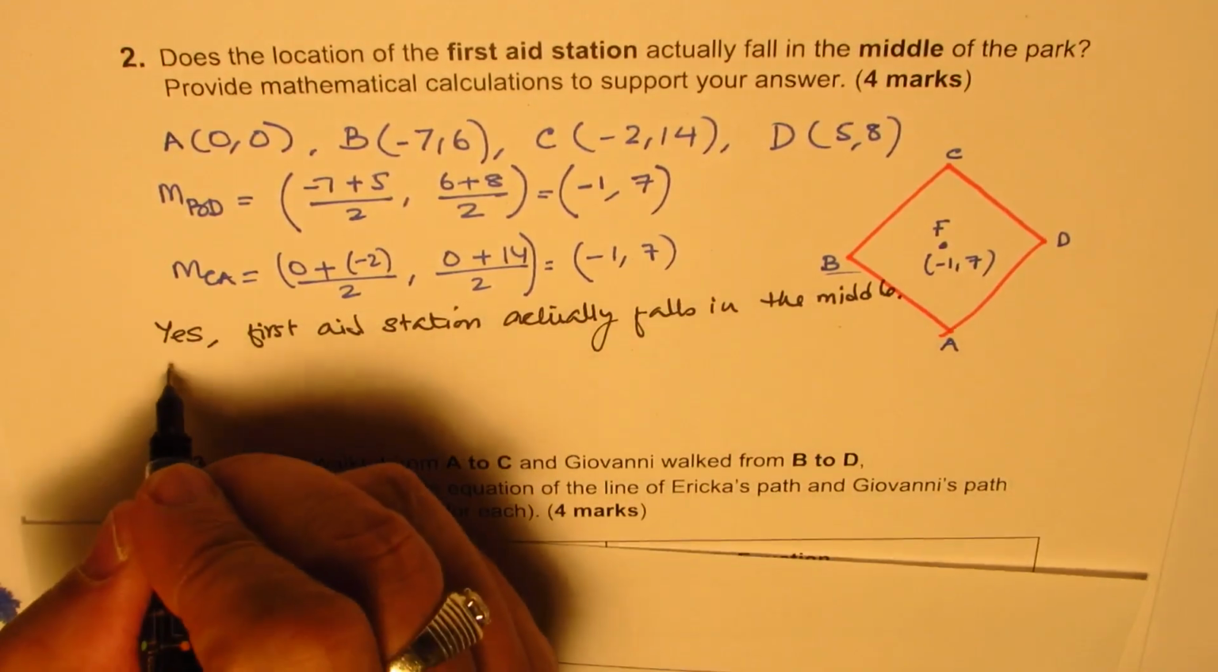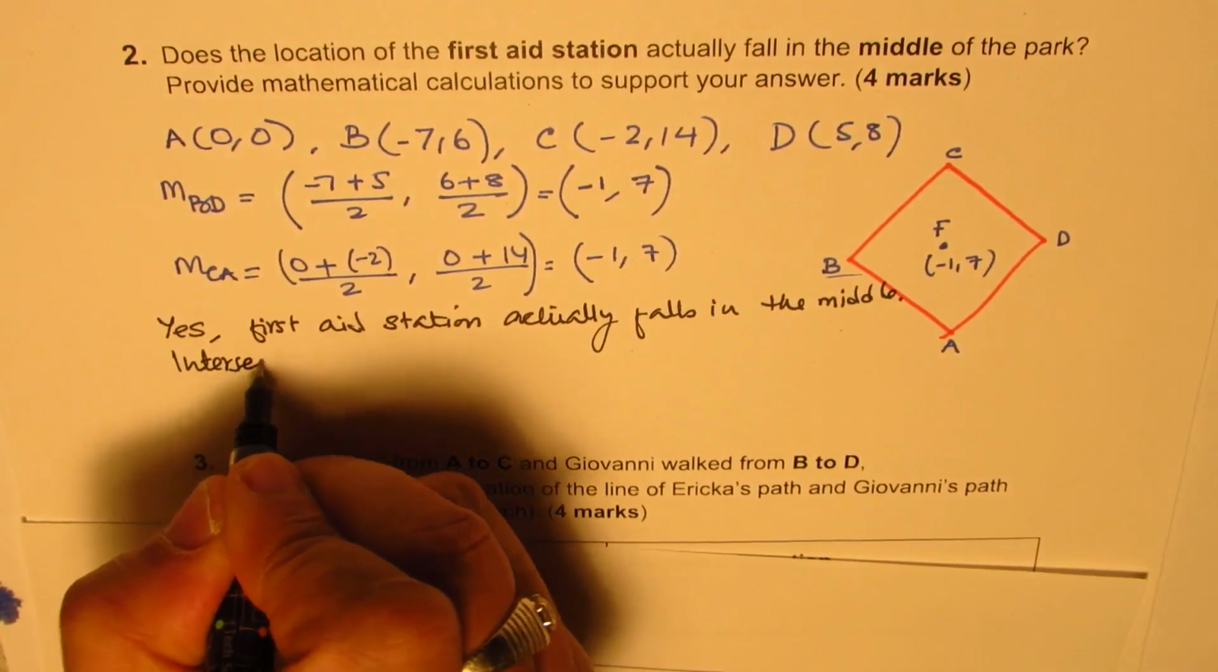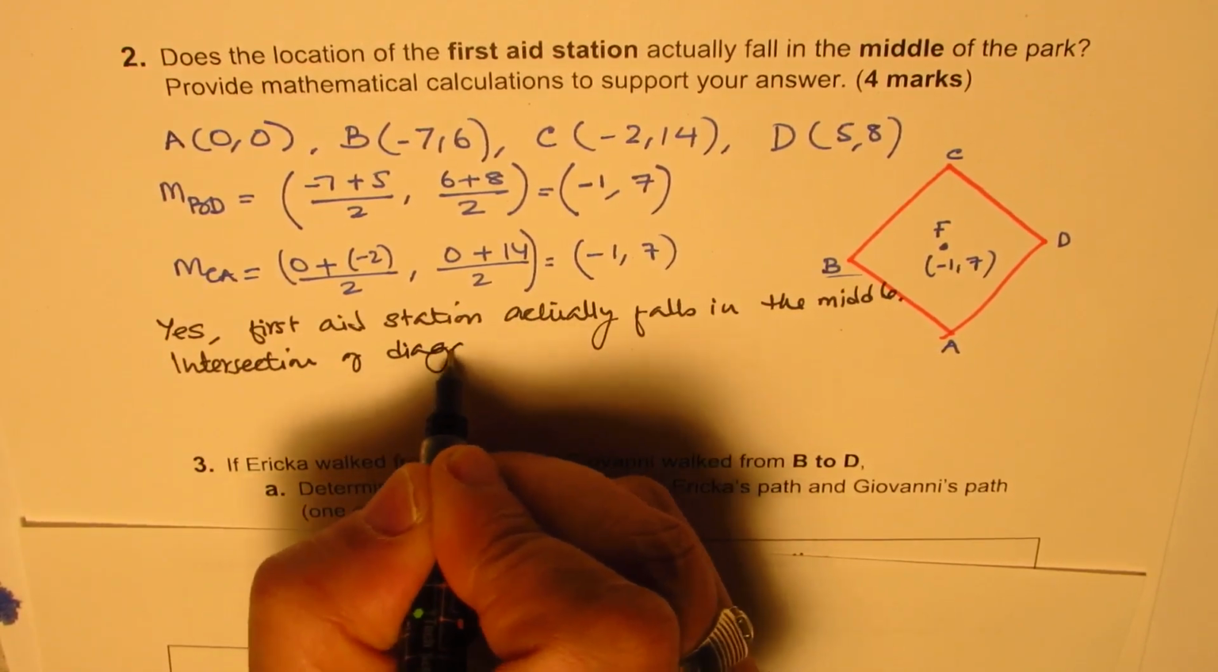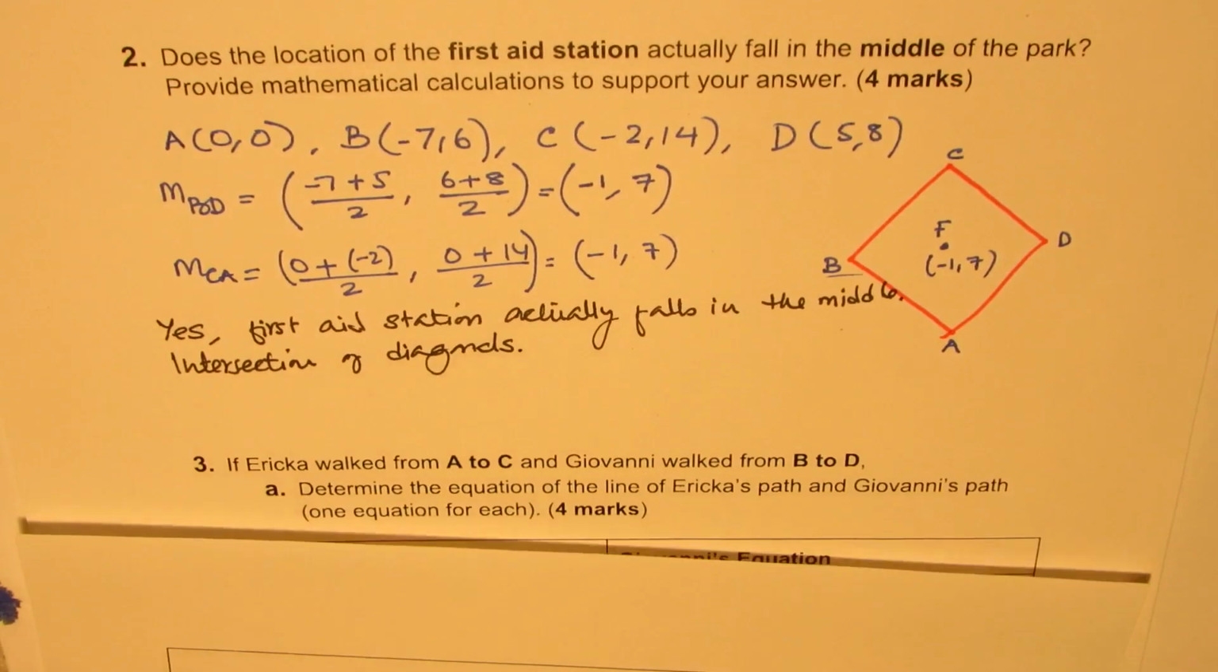Right? So it is the intersection of diagonals. Perfect.